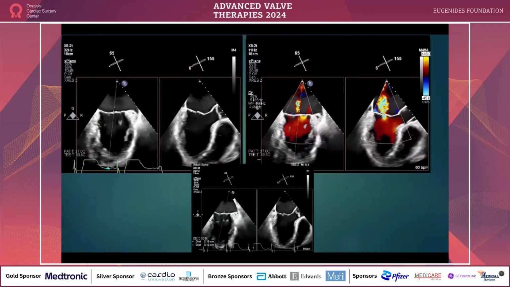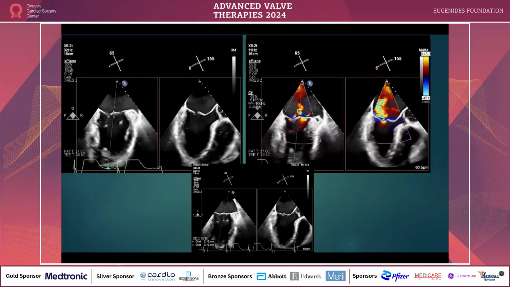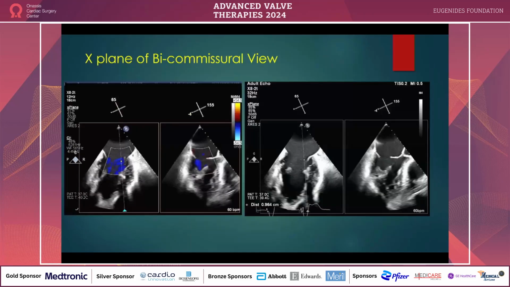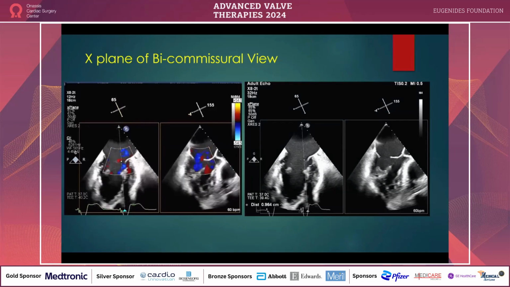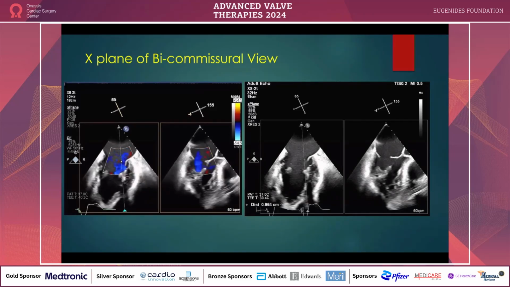So this is a case here. As you see, we move the X-plane from one angle to another just to see where most of the MR is coming from, the location of the MR, and at that point to see the length of the leaflets. And most of the time, the posterior leaflet is the problem. As you see here, again, the same, now we're in the lateral part, and you see in that area, the leaflet is a little bit short.